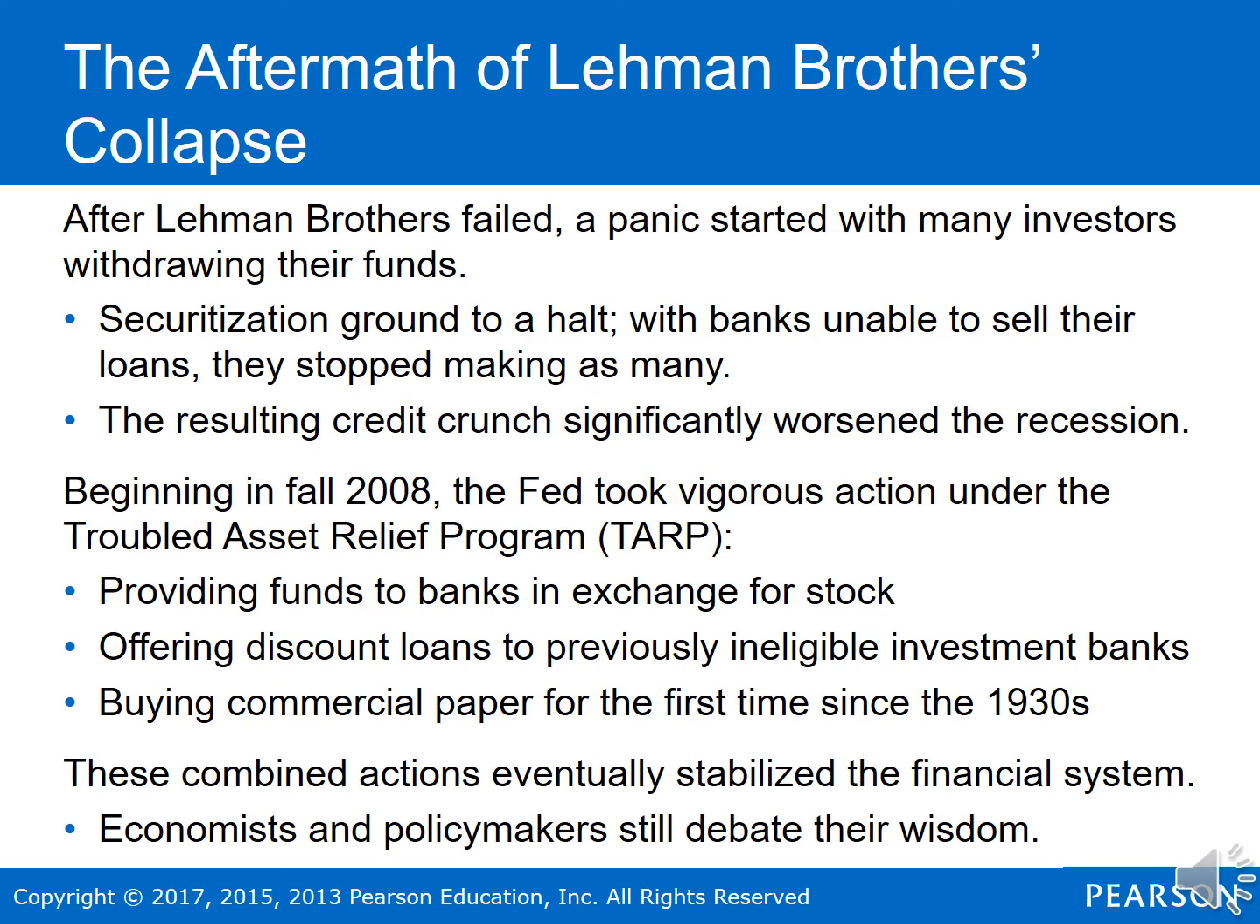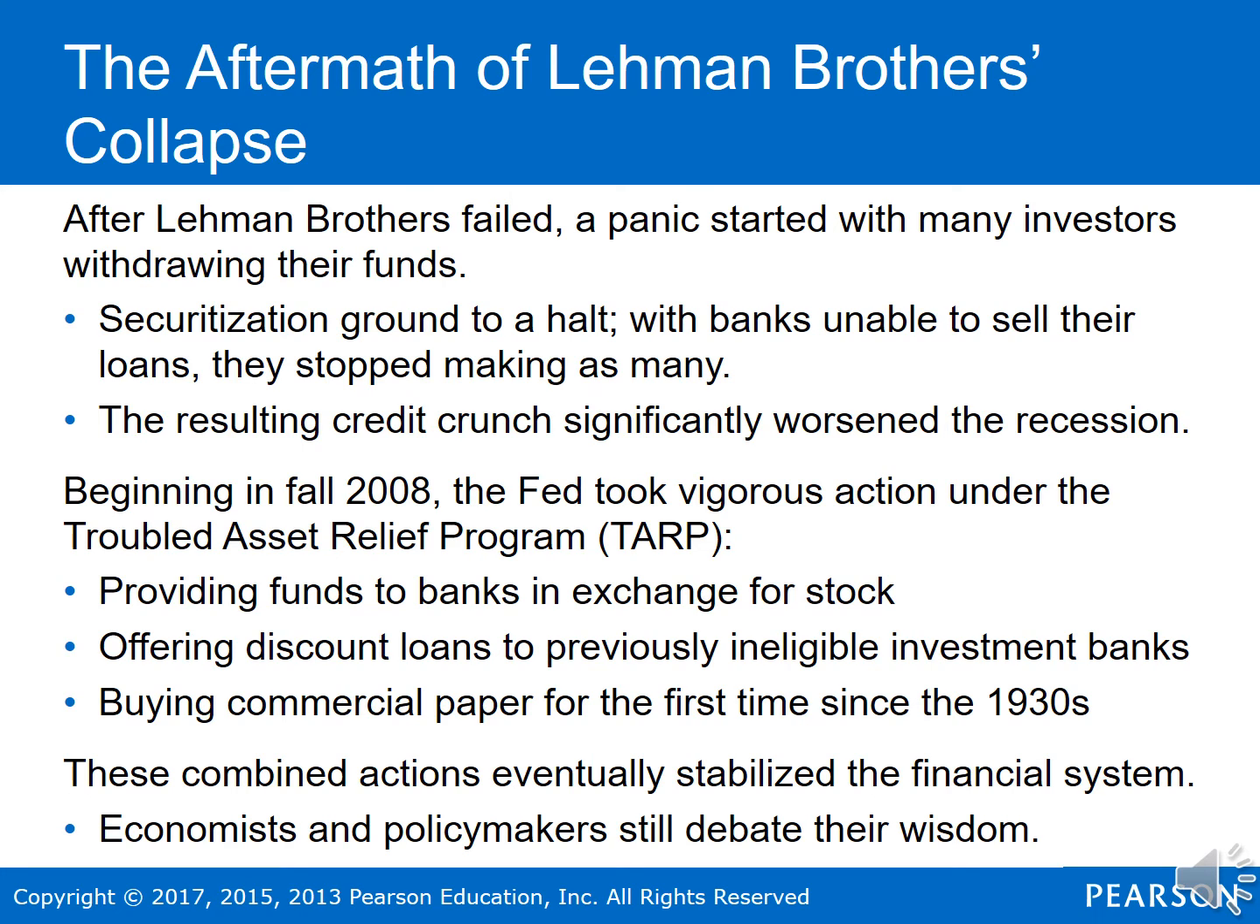Also offered discount loans to previously ineligible investment banks. So these shadow banking institutions that previously did not have access to the easy Fed loans were able to get it, again, to keep them afloat. And the Fed began buying commercial paper, so the short-term funding that corporations used, for the first time since the 1930s.